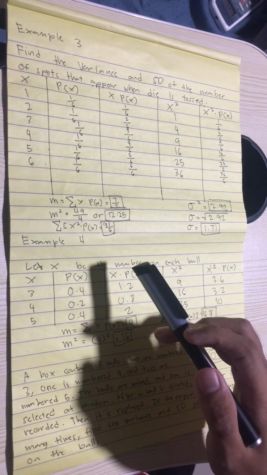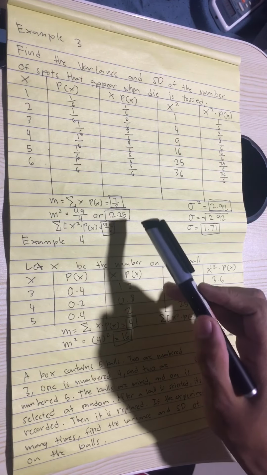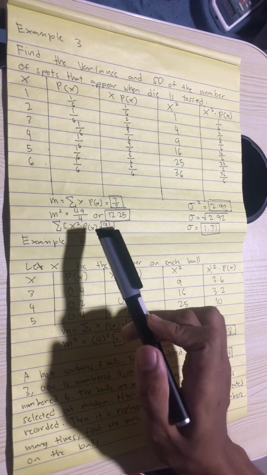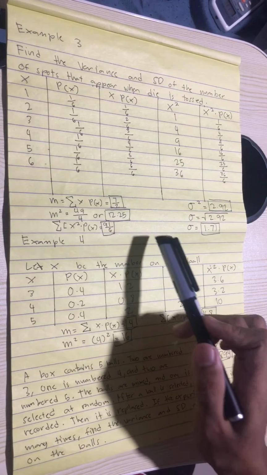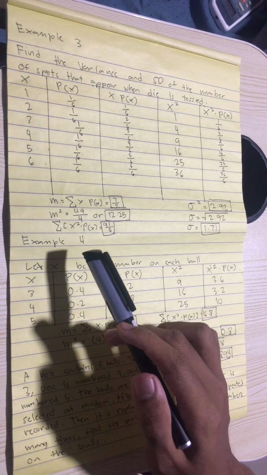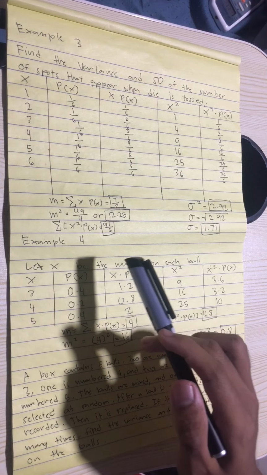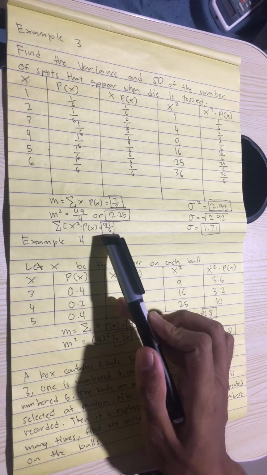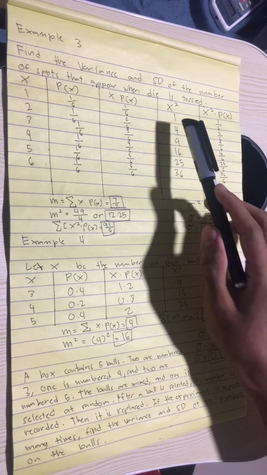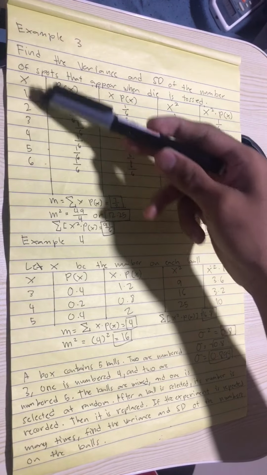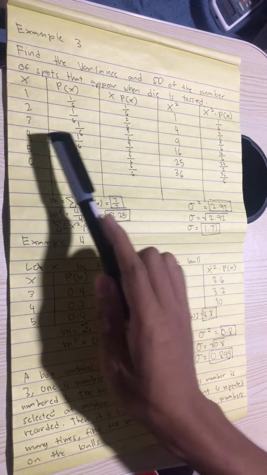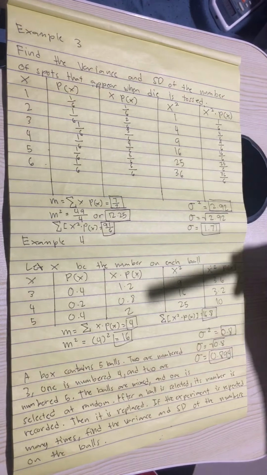So after solving these two columns, you can now get the mean and do summation. So for the mean, we have 7/2, and for the mean squared, we have 49/4 or 12.25, and summation of x squared times p of x is equals to 91/6. So as you can see here, x squared, so we need to square this column. So 1 squared is equals to 1, 2 squared is equals to 4, 3 squared is equals to 9, and so on and so forth.